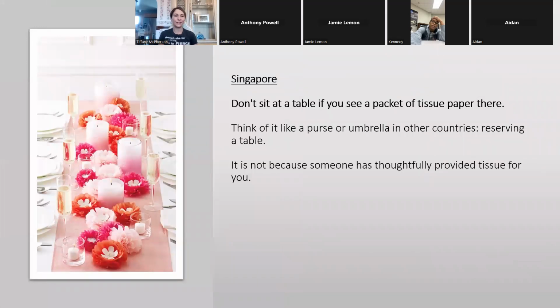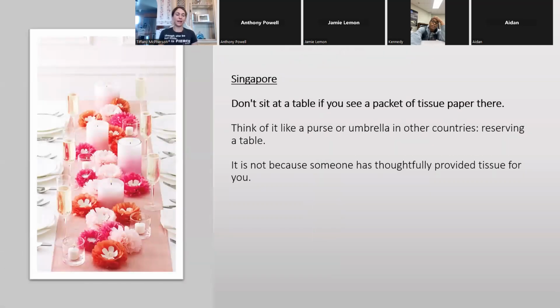I think just 1 or 2 more of these interesting facts. So in Singapore, you do not sit at a table if you see a packet of tissue paper sitting on the table. Kind of like here in America, we might hang our coat on the back of a seat, or, for women, set our purse next to our place setting to reserve our spot. But in Singapore, they carry tissue, and that is how they reserve their spot if they have to get up from the table or something like that. So another thing to watch out for.